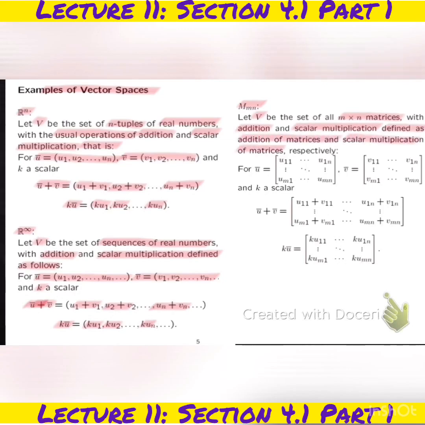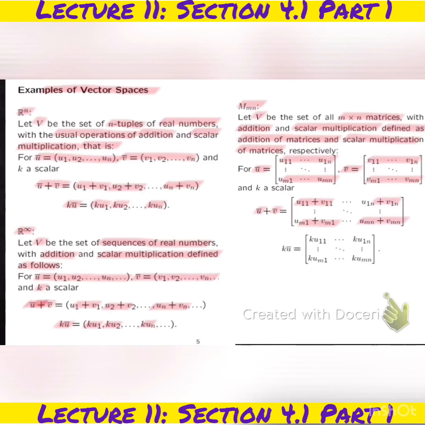Addition of matrices is, given the matrix U and the matrix V, you add them entry-wise. So adding them means you take the entry in the ith row and jth column of U and add it to the entry in the ith row and jth column of V, and you do that for all i's and j's. So that is how it works there.